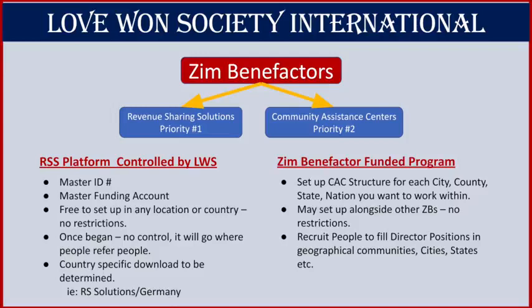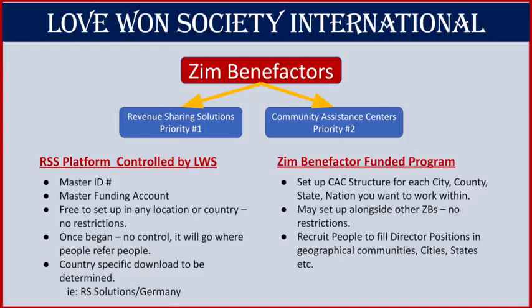Now let's go on to the Community Assistance Centers program. The real actual humanitarian activity is done in the communities. And this program is the one that we call the boots on the ground. Each ZIM benefactor funds their own program, their own CAC program. They're in charge of it. They set it up according to the people that they want to have involved.